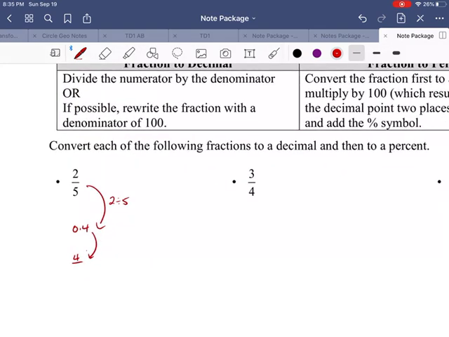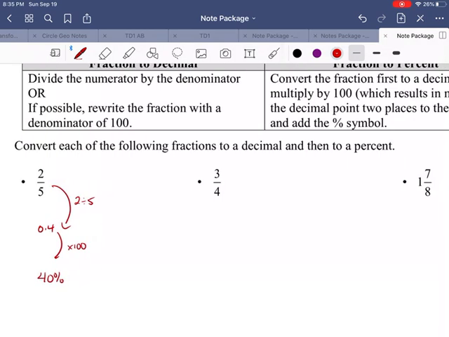We're going to a percent. Sorry, we're not going back to a fraction. Going to percent, so multiply by 100, and that's 40%. 3 over 4, you can go 3 divided by 4, and you get 0.75. And then multiply by 100, and you get 75%.